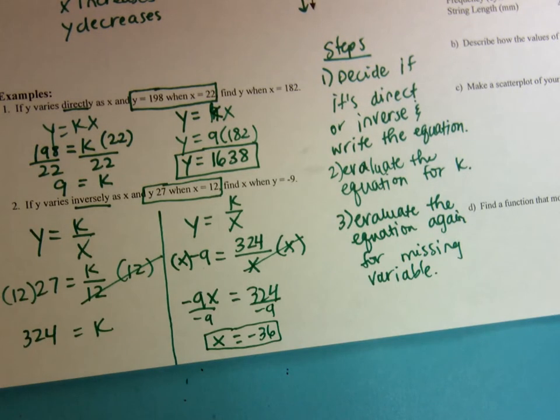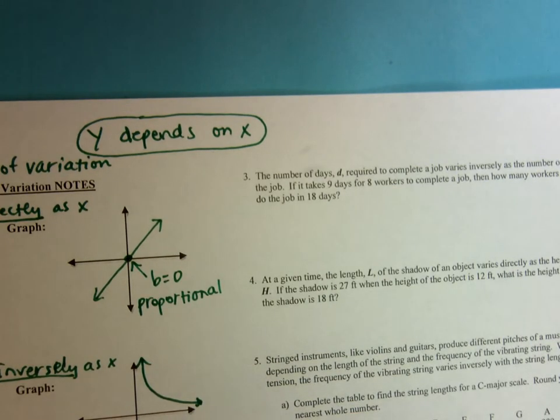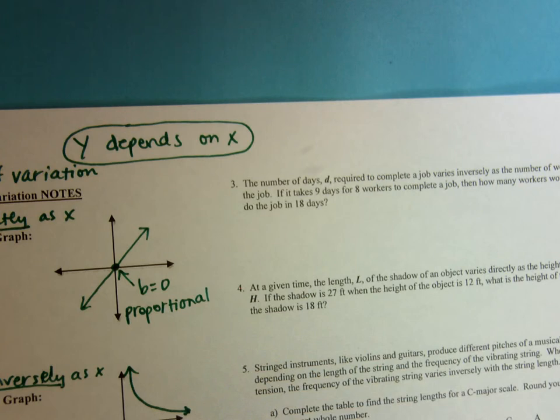Questions on evaluating a direct or inverse equation. All right, now not always will it tell you the y and the x. It might give you a situation and you have to figure out which one's the x and which one's the y. But we can use the information that it tells us to figure out which one's the x and which one's the y. So number 3, the number of days D required to complete a job varies inversely as the number of workers W on the job. If it takes 9 days for 8 workers to complete a job, then how many workers would it take to do the job in 18 days?